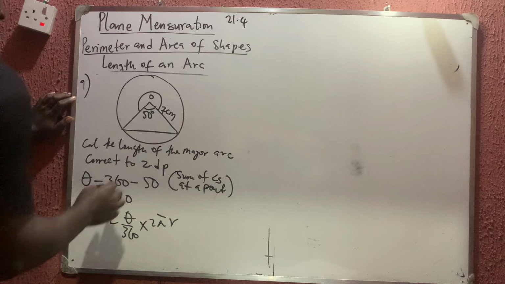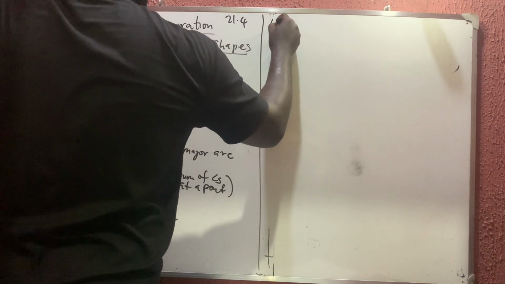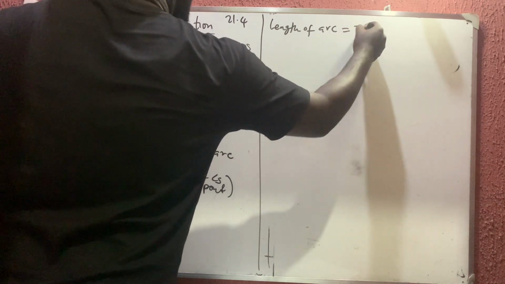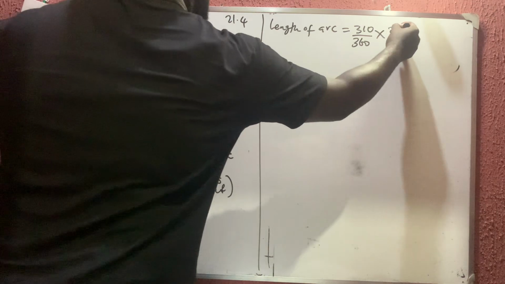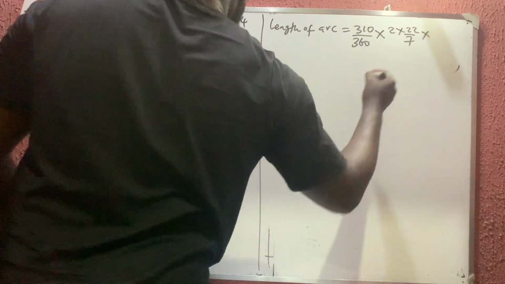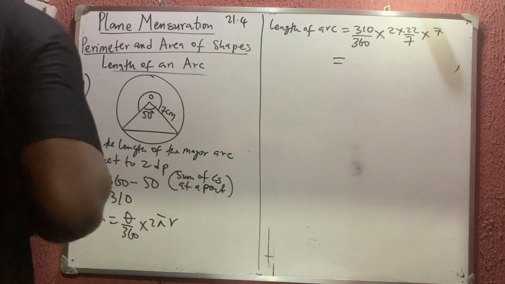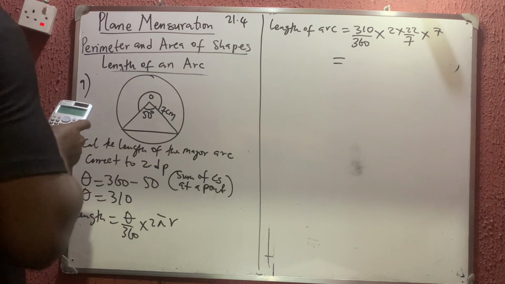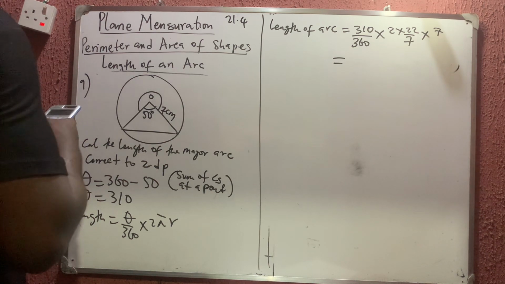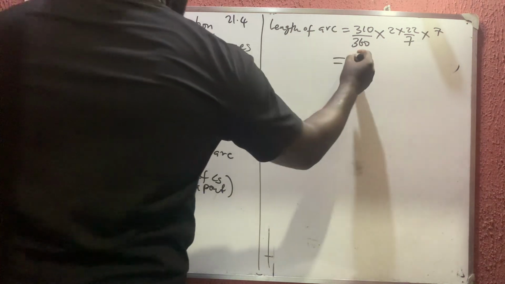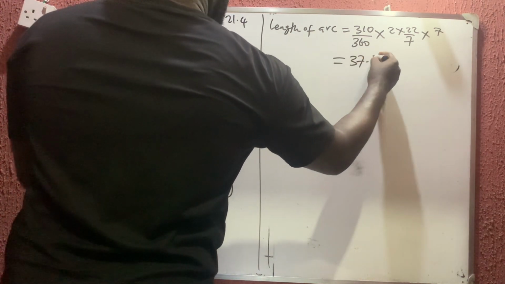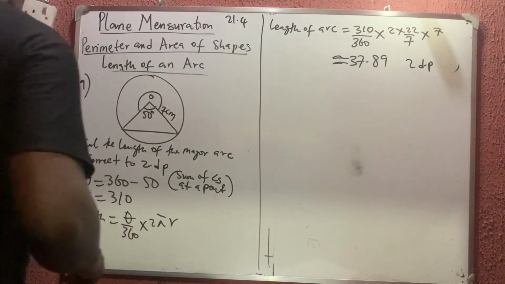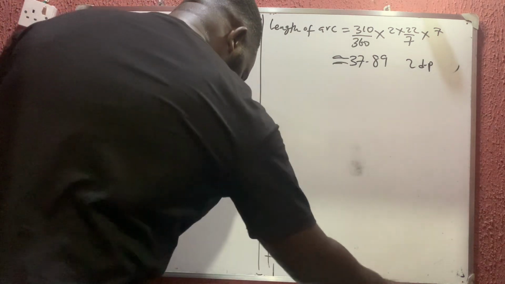So let us do that. The length of the arc will now be 310 divided by 360 times 2 times 22 over 7 times the radius, which is 7. If you do that, you are going to have 310 times 44 divided by 360. So I'm having approximately 37.89, that is to 2 decimal places. So you see, it's very, very simple to calculate.